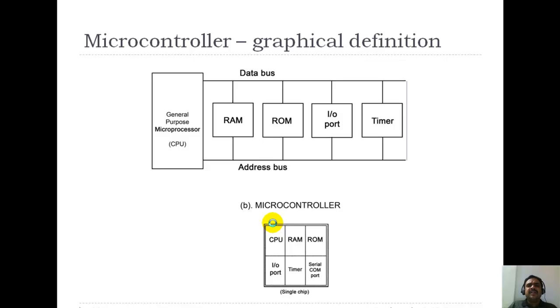Now, if you look at the graphical definition of the microcontroller, whatever we have seen before, this is what it has. It has got a general purpose CPU. It has got some RAM, ROM. I was talking about internal memory, right? IO port, timer. It has got its own address bus, data bus. So this is the graphical definition of a microcontroller.